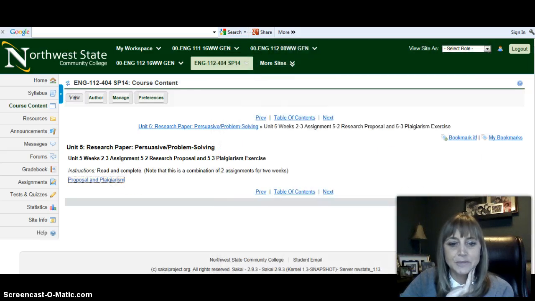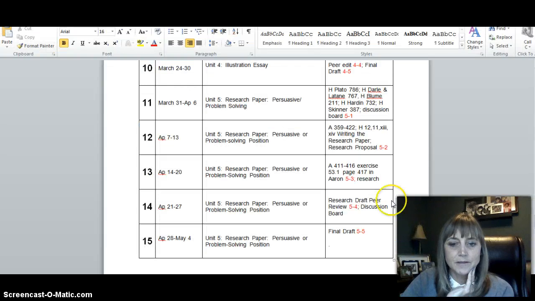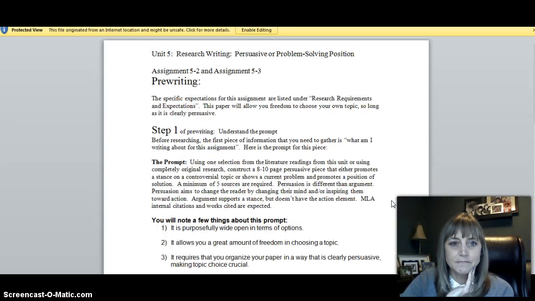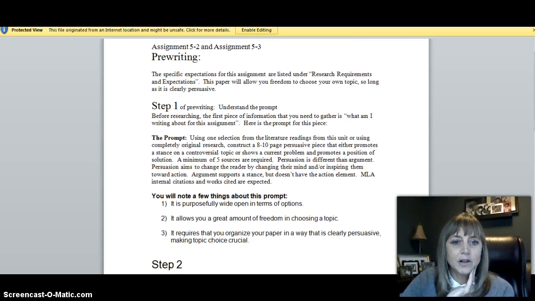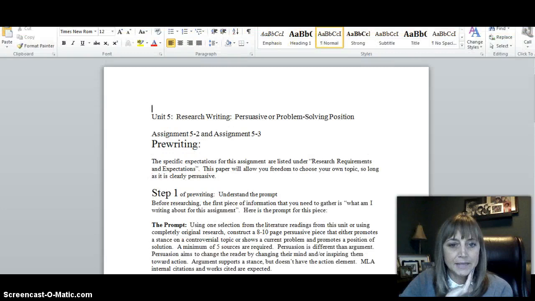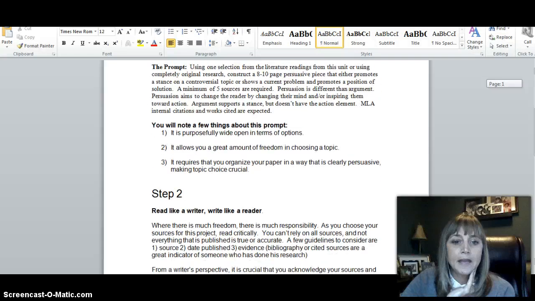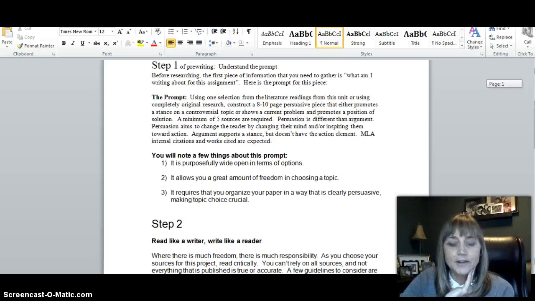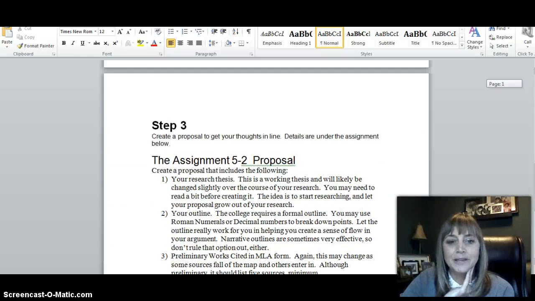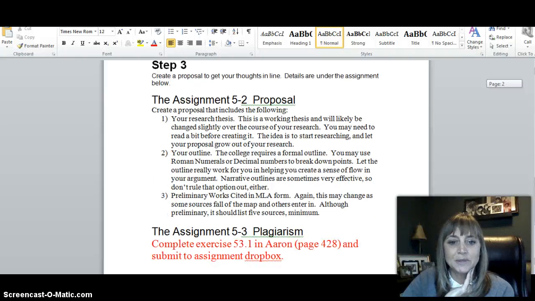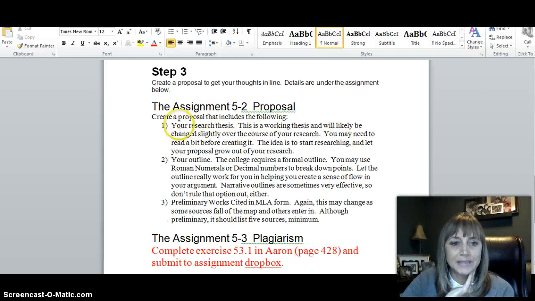Here's the proposal. Okay. This is your prompt. This is all of the requirements for this paper. There's also a resource in resources that has a detailed rubric of assignment expectations. I do encourage you to look at that. Why am I giving you your prompt today? You're not starting writing, but you know what I'm doing. I'm getting you ready to write the proposal. Here is the proposal assignment.